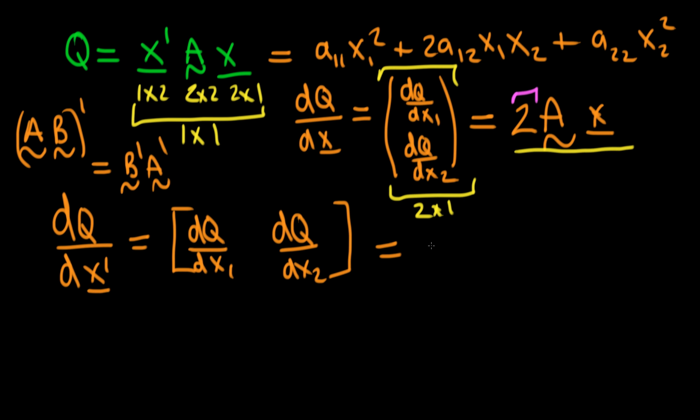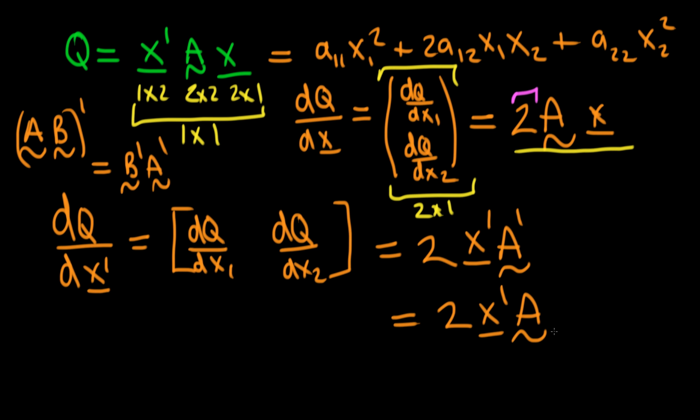So when we do this, the 2 just stays exactly the same. The only thing that changes is that the order is going to be altered. It's going to have X transpose times A transpose. But because A is a symmetric matrix, the transpose of the matrix is just itself. So we just get 2 X transpose times A. So these are the 2 results which we're going to use in deriving the least squares estimators, but in matrix form. I'll see you then.